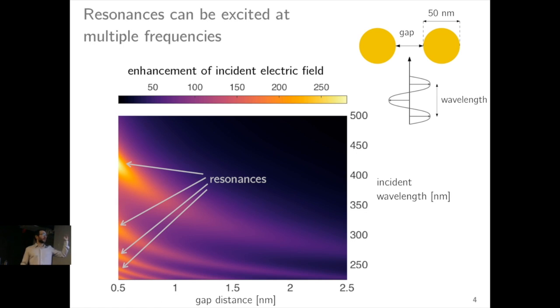This was happening at a fixed wavelength, but for the same structure, you can have these resonances at multiple wavelengths. Here I'm showing again the incident map, the enhancement of the incident field as a function of both the distance and the incident wavelength. The resonance in the top was the one I showed in the previous slide, and as you can see, for shorter wavelengths, you can also excite further resonances in these sub-nanometric distances.